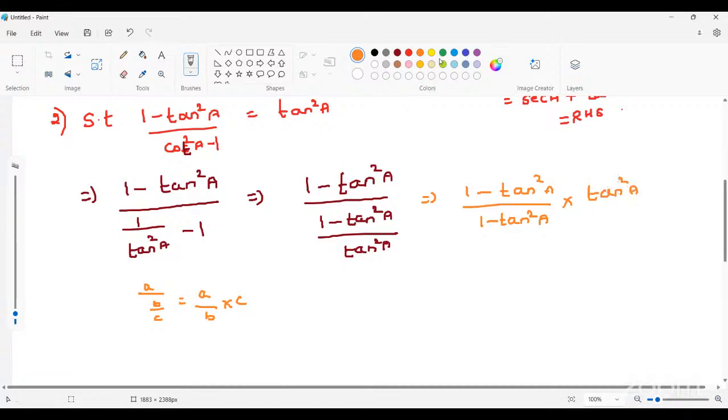So now we can cancel 1 minus tan square A, 1 minus tan square A. So what is left out is tan square A, which is our right hand side. All right. See, within 2 steps, we have got the answer. I'm sure this would have been very easy. You all would have got the sum. Right. Now with this, we are quickly moving on to the next sum.